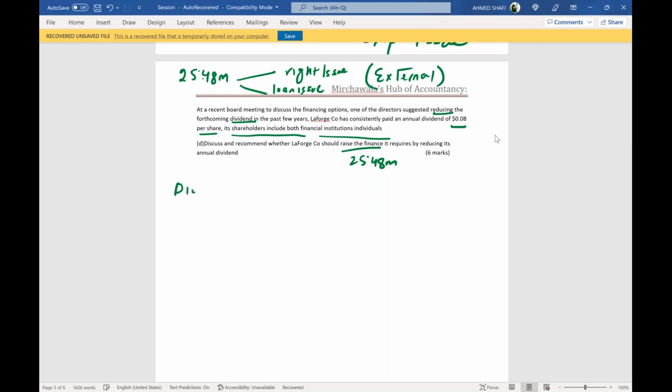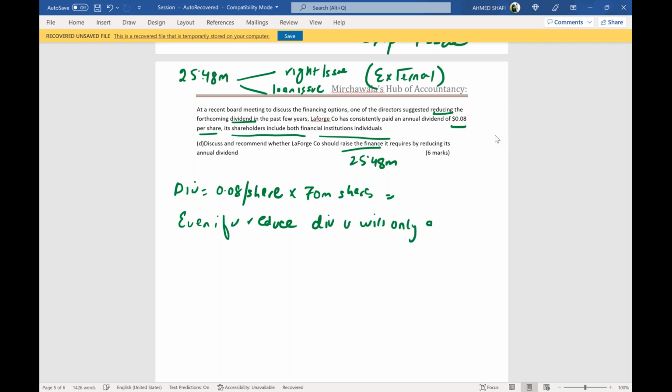How much dividend is the company paying? 0.08. And the company has 70 million shares. So even if you reduce dividend, you will only get 5.6 million, which is way less than the required 25.48 million.